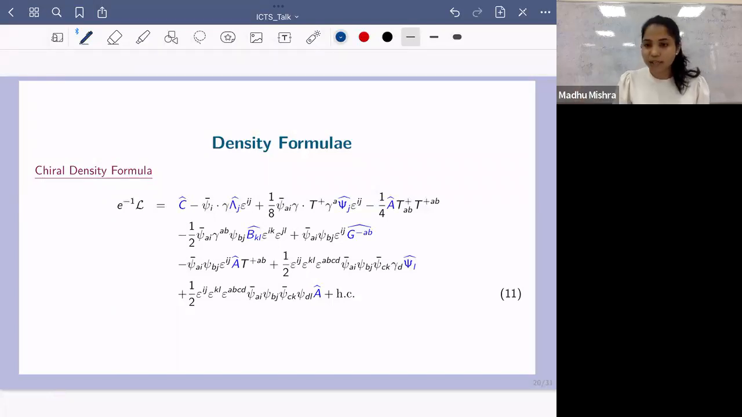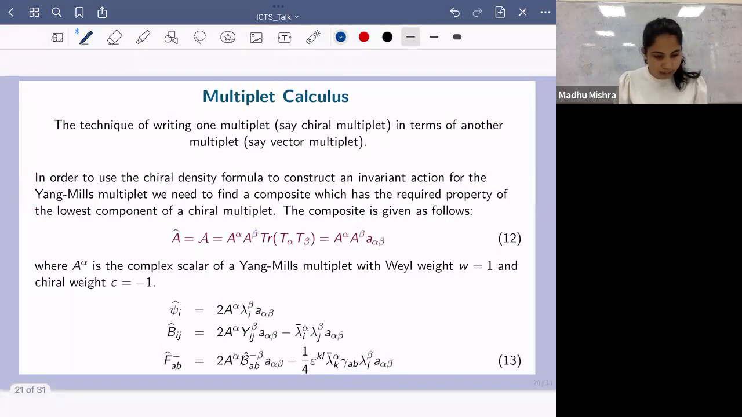And to construct a higher derivative action, if you only want the bosonic part, what we want to know is what C is in terms of the other multiplet. So if we want to construct an action for the Yang-Mills multiplet, we want to use this chiral density formula and embed the Yang-Mills multiplet in terms of the chiral multiplet.